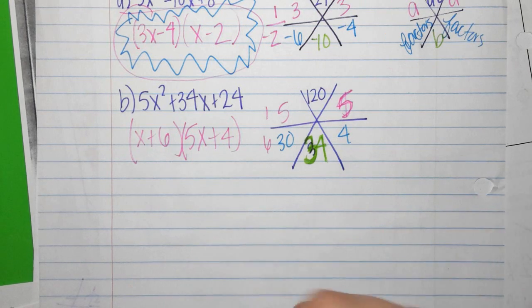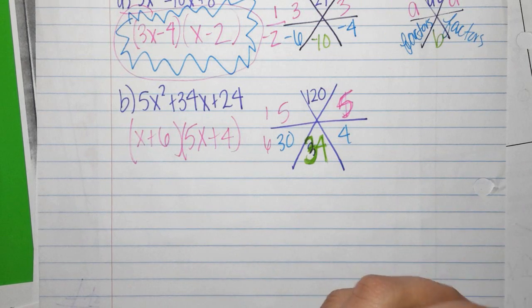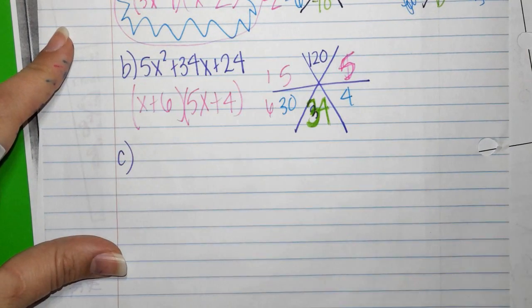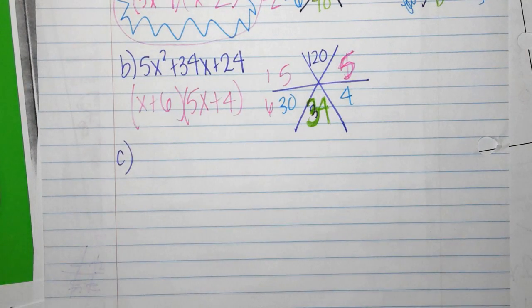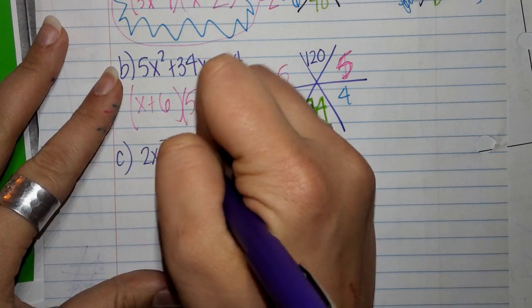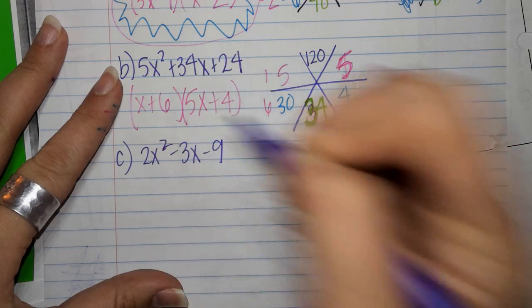All right, are we ready to look at one with a negative? Okay. Two x squared minus 3x minus 9.